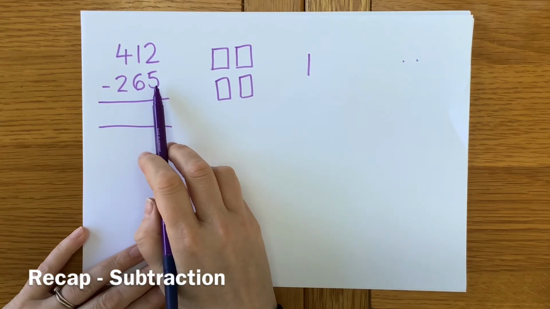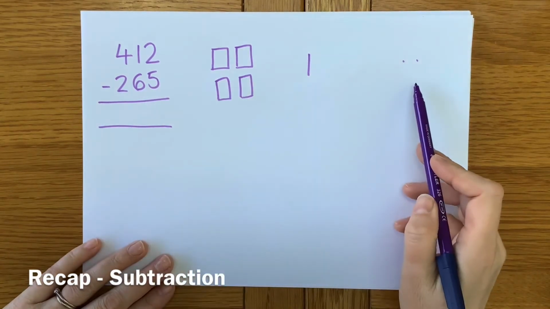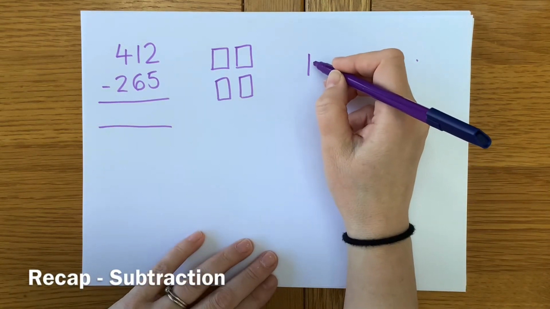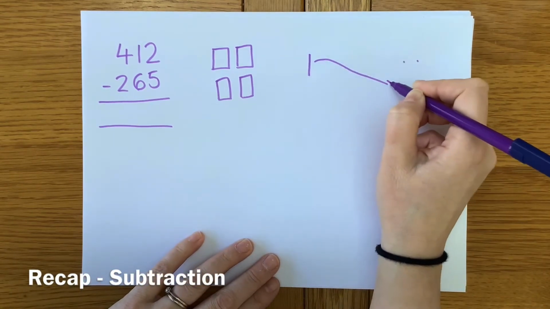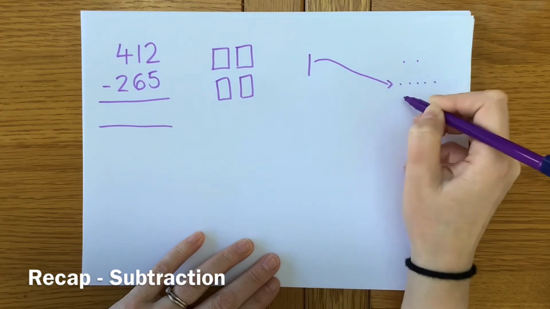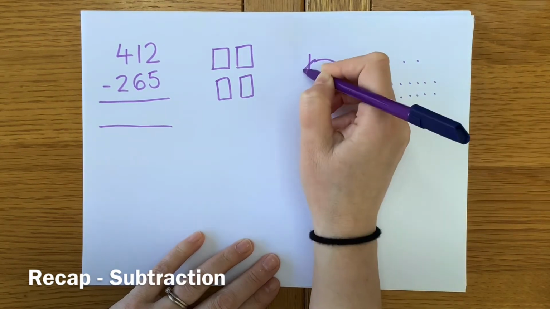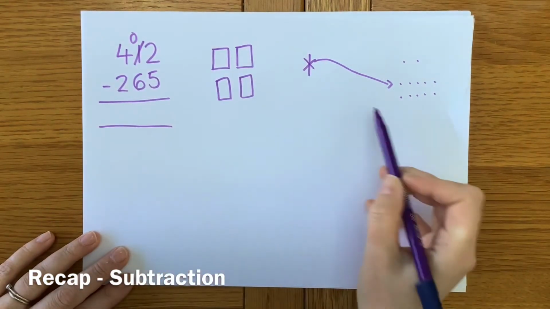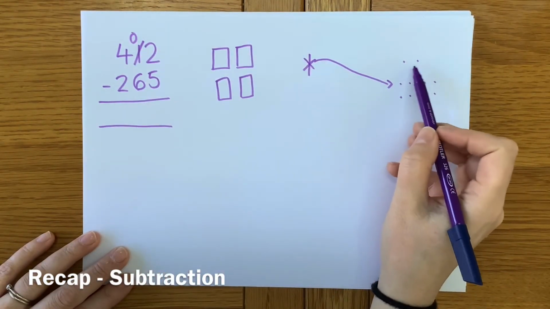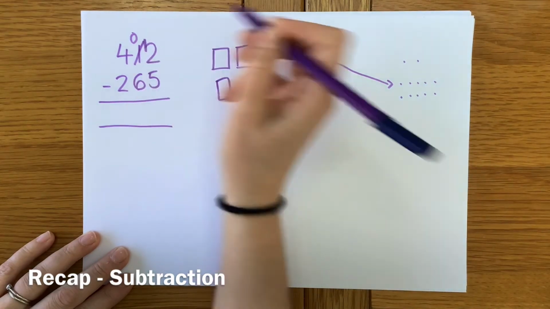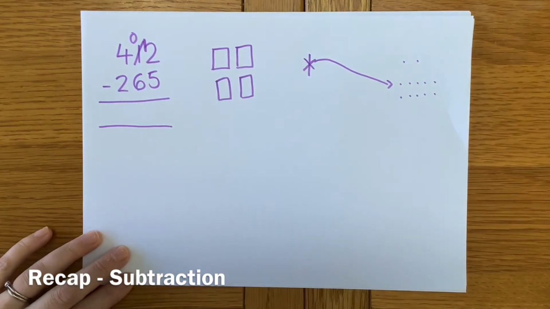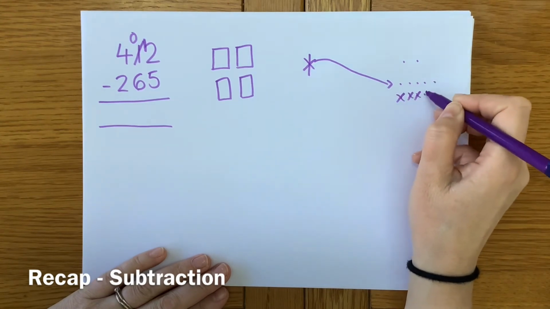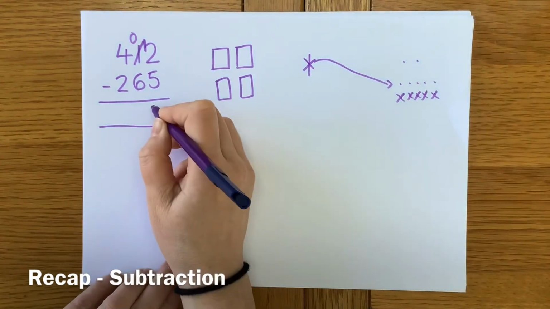So we start by taking away 5 ones. I haven't got 5 ones here. So what I need to do, this ten, this is 1 ten, I'm going to split it into 10 ones. Okay, so it's no longer in the tens. So there's no tens left, but it is added to those 2 ones there. So there's now 12 ones. Now I can easily take away 5. It leaves me with 7.